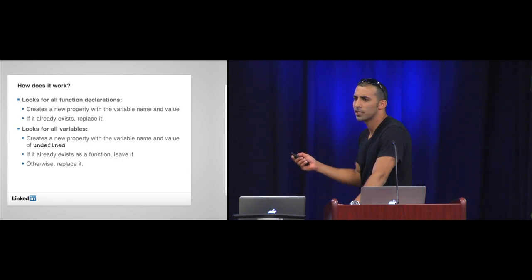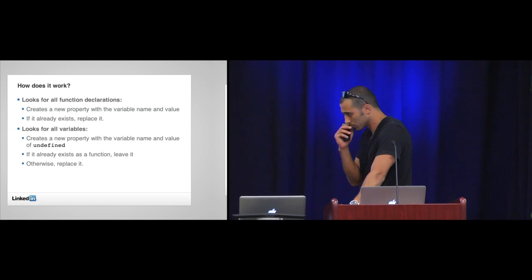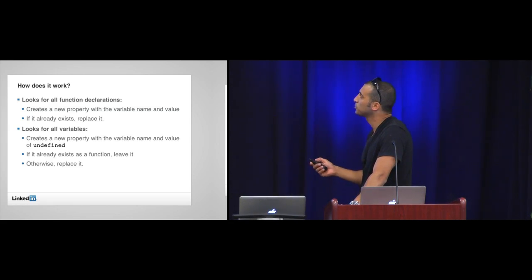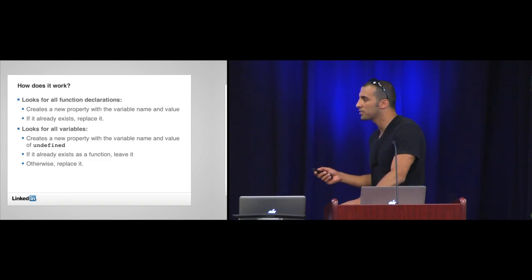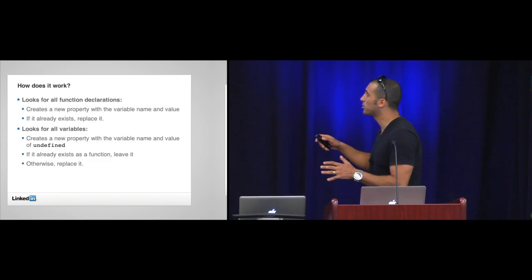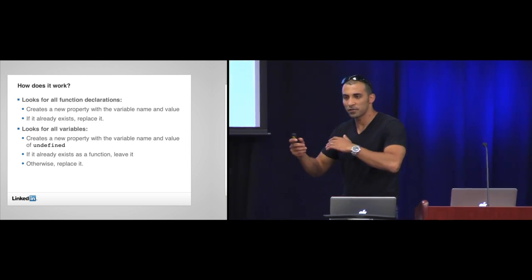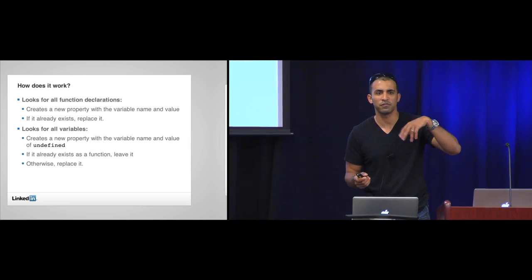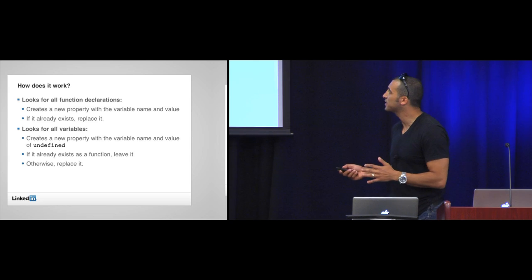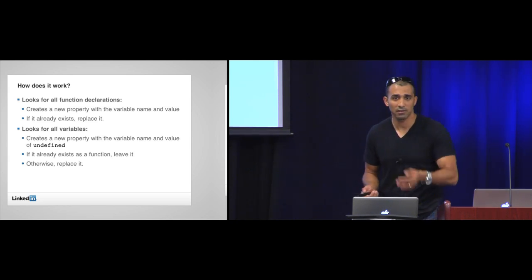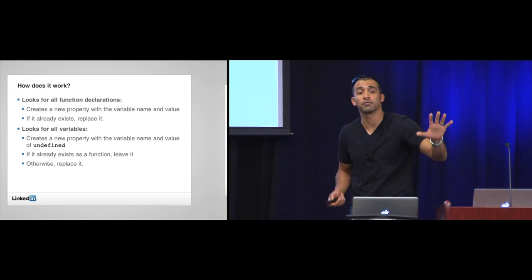Okay, so I wanted to get into this. How does it work exactly? The first thing that happens, as we saw from all the exercises, is that all function declarations are going to be hoisted. So a new property, part of the enclosing scope, is created with that variable name and the value. If it already exists, that means you have two function foo, and we replace it. So I have function foo, and then I have function foo again.